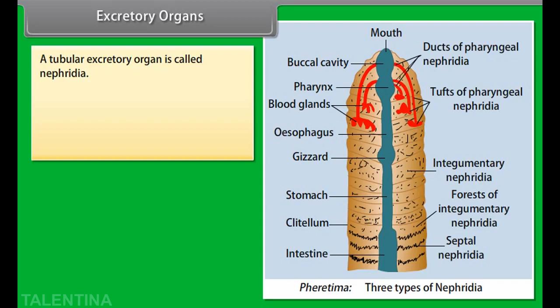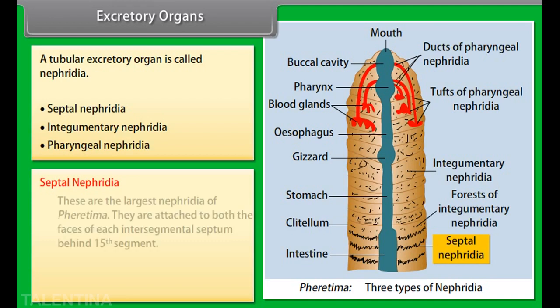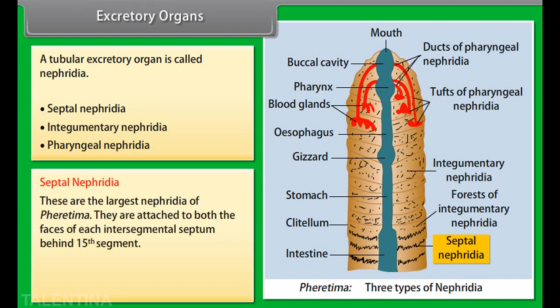Excretory organs. A tubular excretory organ is called nephridia. It is of 3 types: septal, integumentary and pharyngeal. Septal nephridia. These are the largest nephridia of Pheretima. They are attached to both the faces of each intersegmental septum behind the 15th segment.